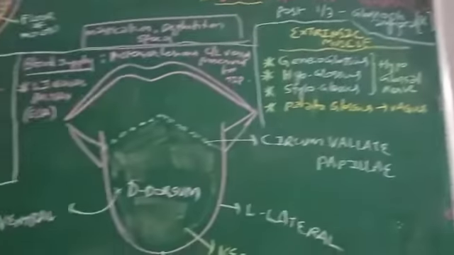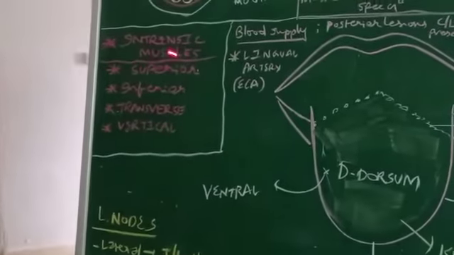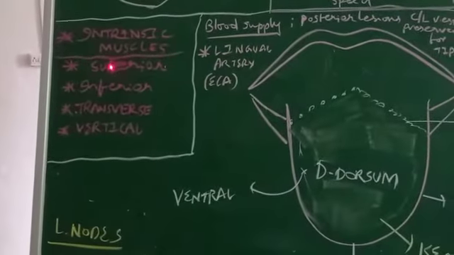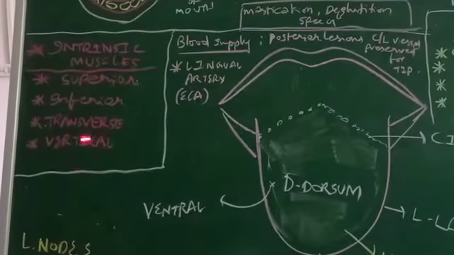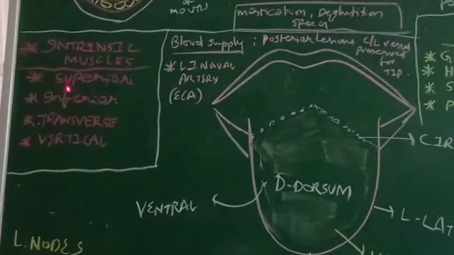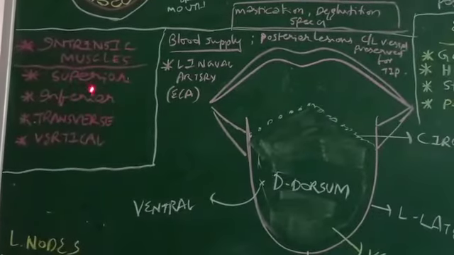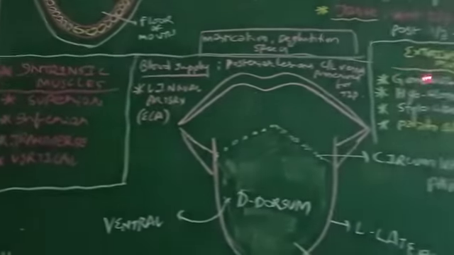And if you take the intrinsic muscles, so these are extrinsic, they are from outside, intrinsic are within and form the tongue flesh. They are the superior, inferior, transverse and vertical muscles. So you can remember as SITV: superior, inferior, transverse and vertical. They are the intrinsic muscles, and the extrinsic muscles we have already discussed.